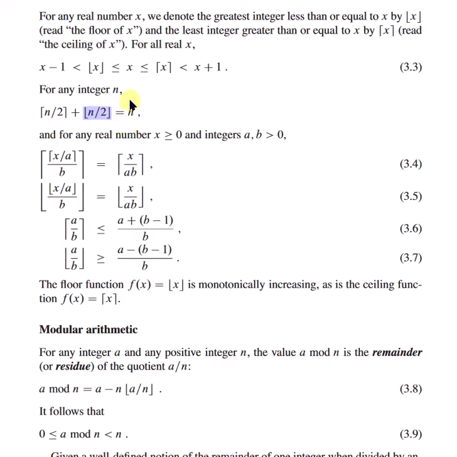3 plus 4 is not equal to n. How are they doing it? It is not equal to n. Okay, they have given it for an integer. We need to ignore the decimal part. Let's take the value 7. 7 by 2 is 3.5, which becomes 4 and 3, and it gives 7. And for any real number x greater than 0 and integers a, b greater than 0, these hold true.